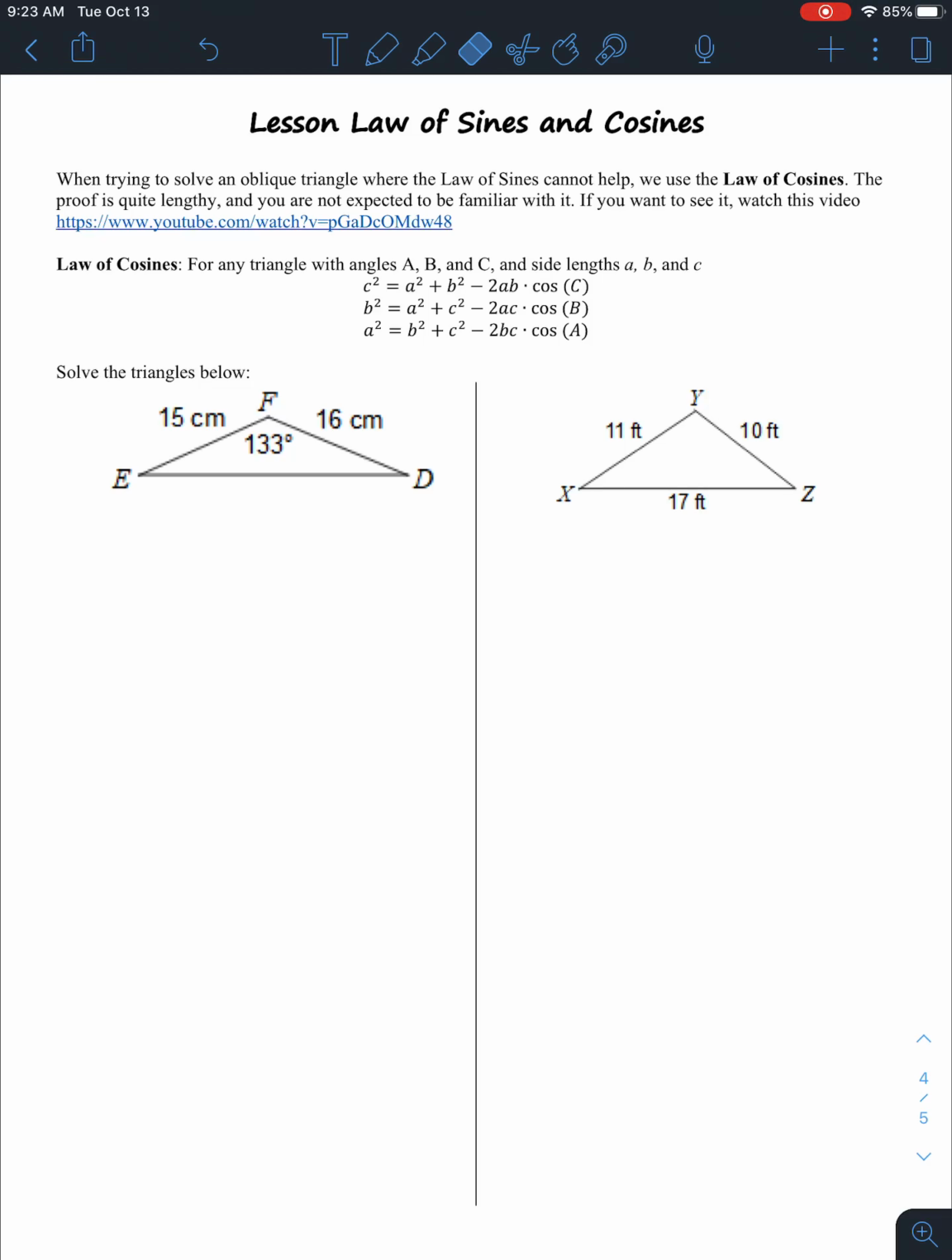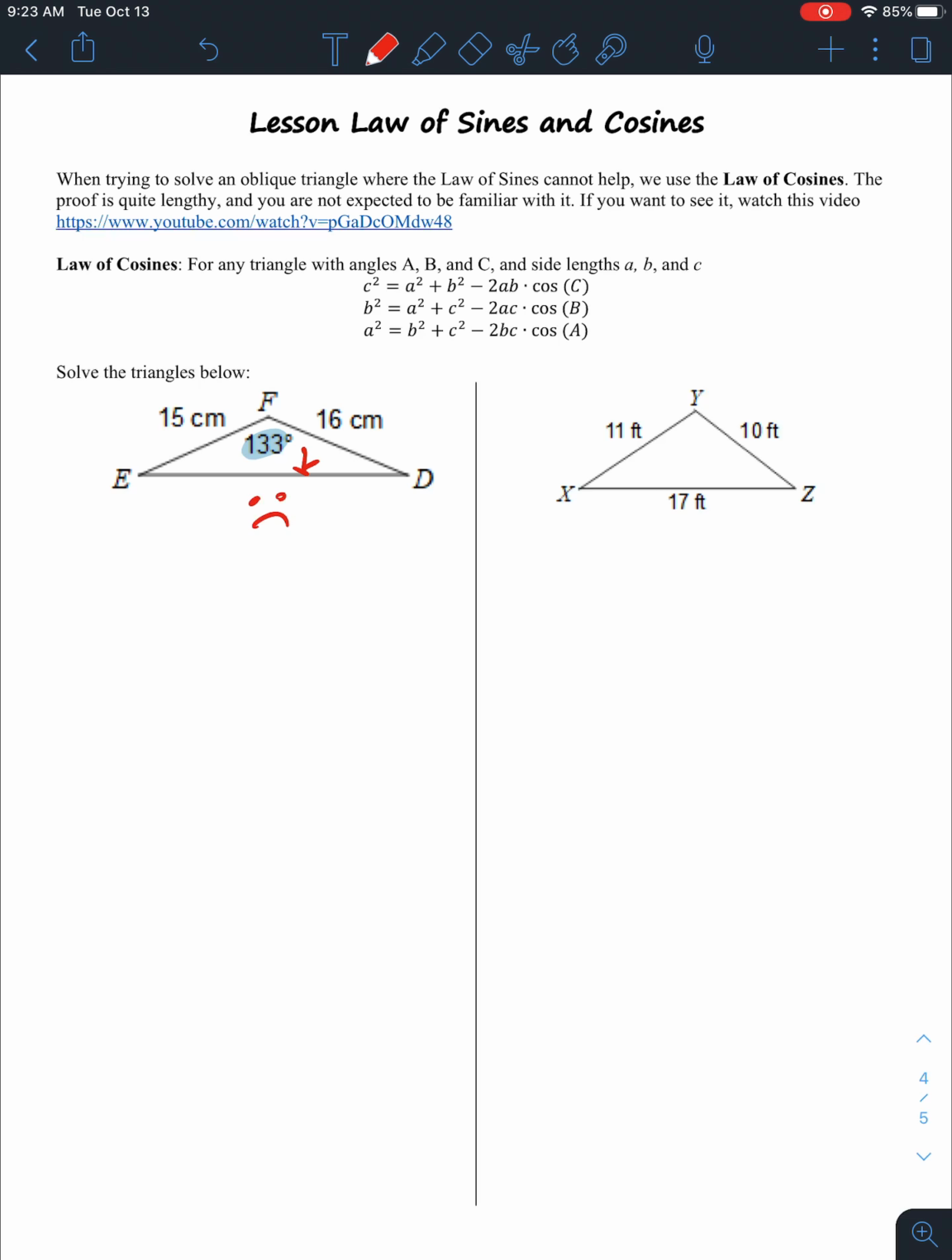All right, welcome back. This time we're going to be looking at another pair of triangles that are not right triangles, and this is called the law of cosines. So if you watched my prior video with the law of sines, one of the most important things that I told you was you need one angle and an opposite side.